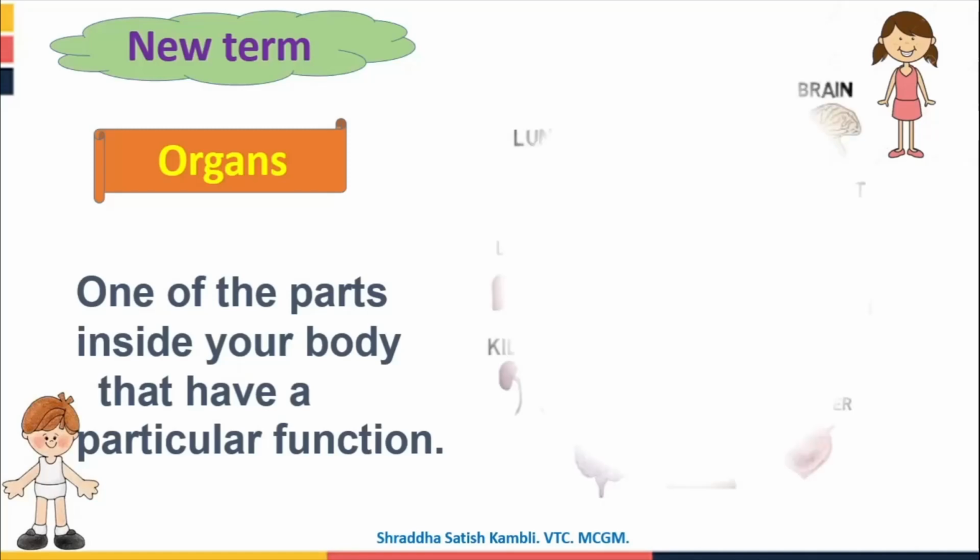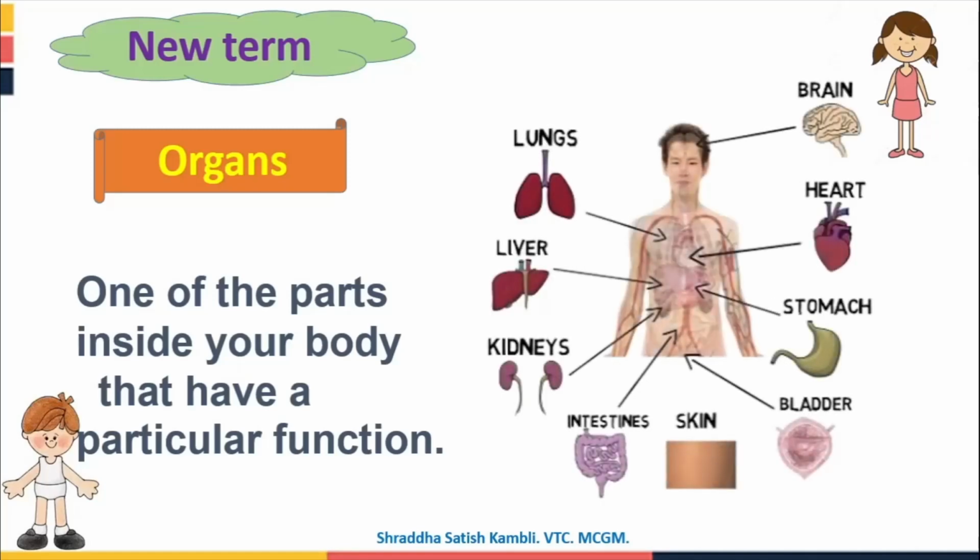Okay, let us look at the organs in our body. You have lungs, brain, heart, stomach, bladder, and so many other organs. No need for you to remember all these difficult names. Just remember heart and brain. If you can remember the other names also, then well and good. So, what is an organ? It is one of the parts which has a particular function to do.